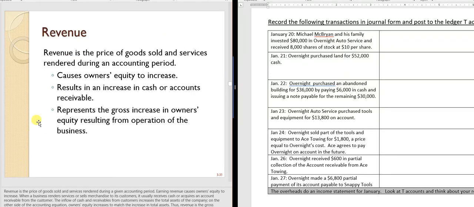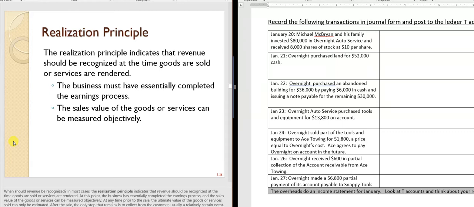Okay, revenue. We've talked about revenue before. Revenues are what we're in business for, so if we're in business to mow yards, or to make sales, etc. And the realization principle says, when do we actually recognize the revenue? It's very important that we recognize the revenue at the time the goods are sold or services are rendered. You do not wait until you have the cash in your hand. That way we can have a sale on accounts receivable. Also, you record it when the sales value of the goods or services can be measured objectively.